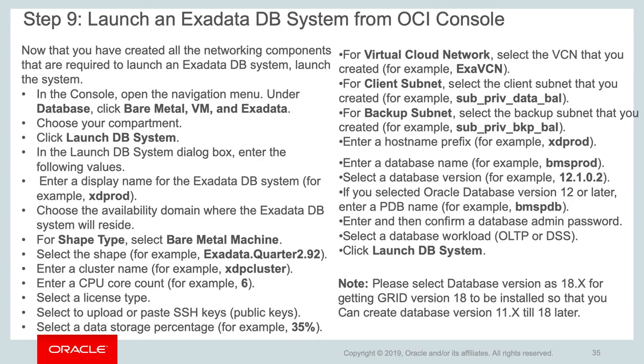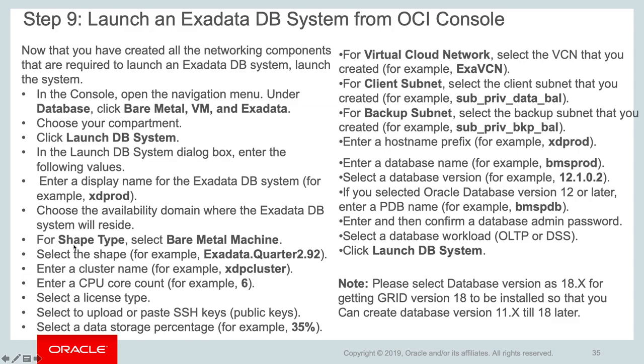So that was about creating the network, and once the network steps are done, you are ready to launch an Exadata database system from the OCI console. In the console, you need to open the navigation menu, and under Databases, you will click on Bare Metal, VM and Exadata. You need to select your compartment, and then you have an option to click Launch Database System. In the Launch Database System dialog box, it will ask for several inputs which are listed here.